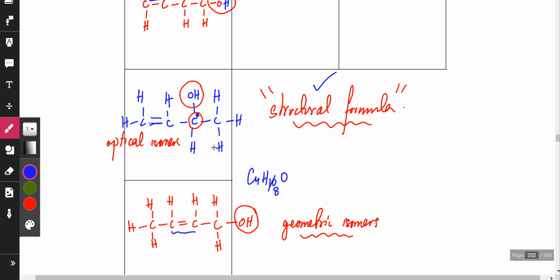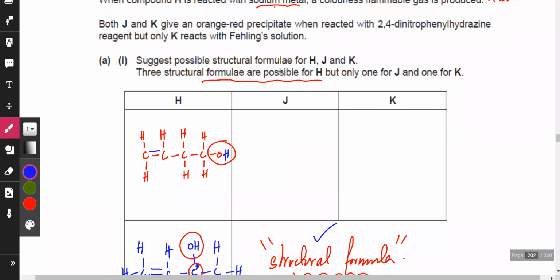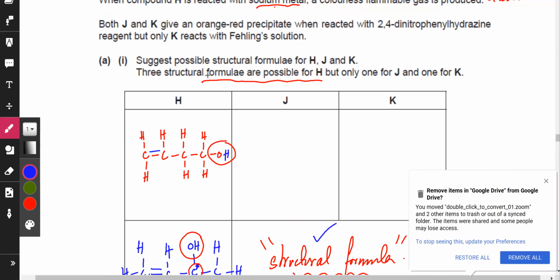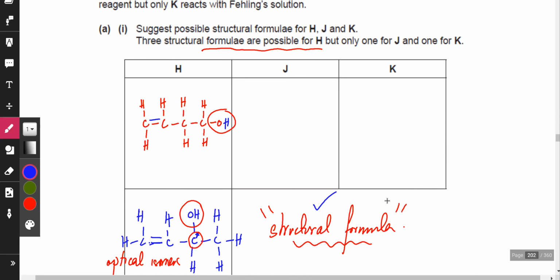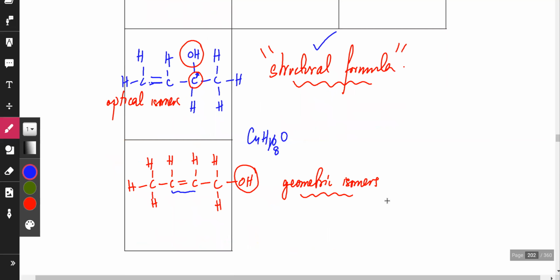The reason we did not draw any stereoisomers over here was because he was specifically talking about structural formulas, which means that the structure had to be different. So it doesn't matter if you draw a cis or a trans, you'll still get the mark, because he's only asking for the structural formula. Remember, the structural formula only gives you the connectivity, which atom is connected to which. When you talk about stereoisomers, then you have to draw the three-dimensional shape of the molecule.